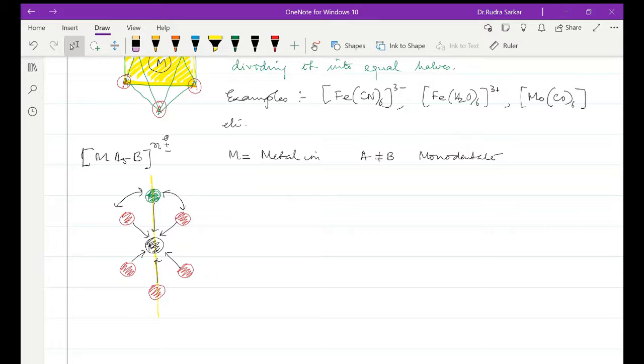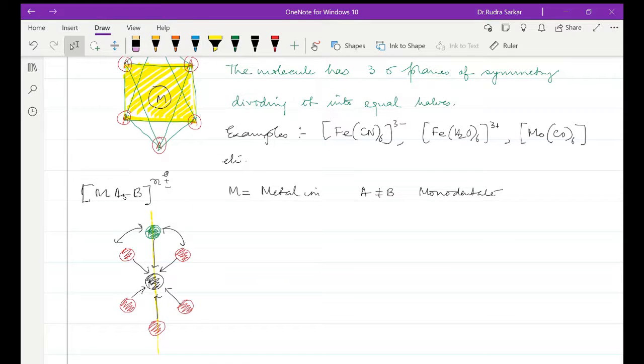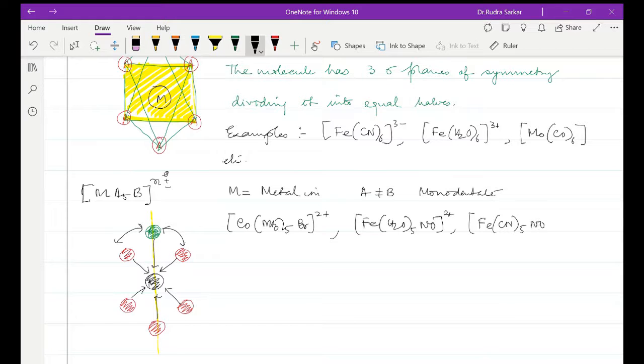What about MA5B type of complexes? Then very standard examples can be Co(NH3)5Br 2 plus, or it may be Fe(H2O)5NO, that is the brown ring complex, or it can be the nitroprusside complex.